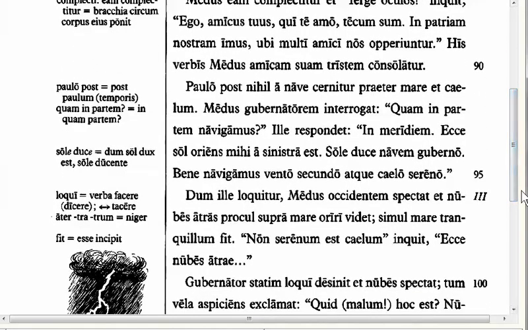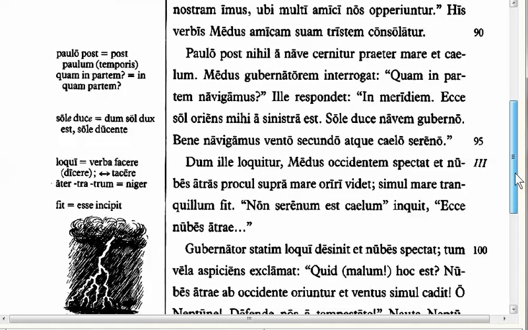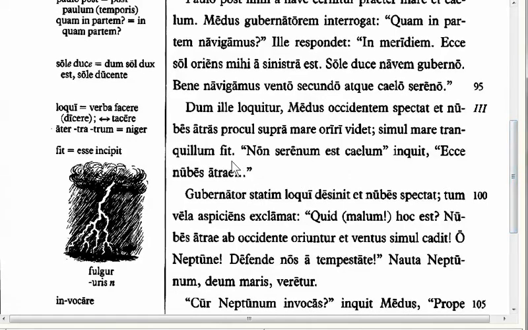Line 98 has an irregular verb I want to point out, so simul mare tranquillum fit. At the same time, the sea is made or becomes peaceful. Fit comes from the infinitive fieri, to become, or to be made, and the plural, fiunt, they become, or they are made. It's very common and quite irregular in many of its forms, so it needs to be learned and memorized.